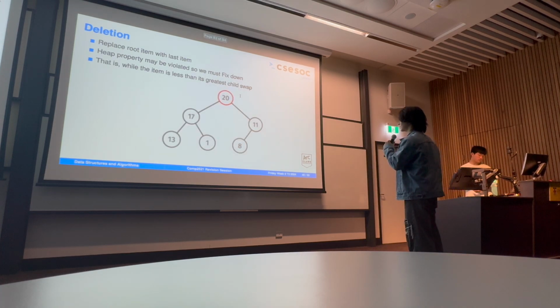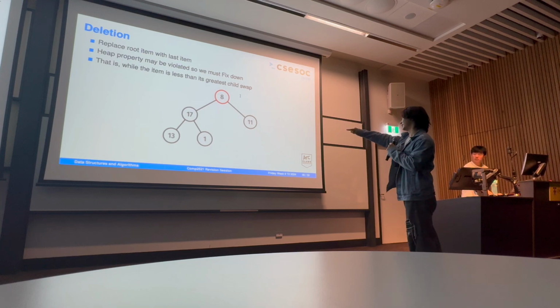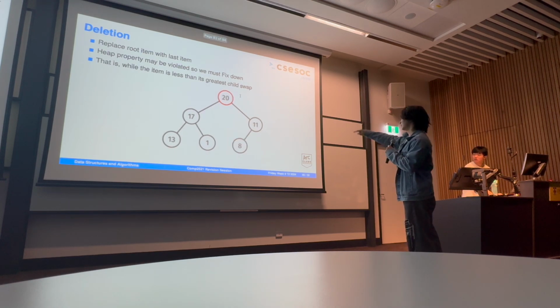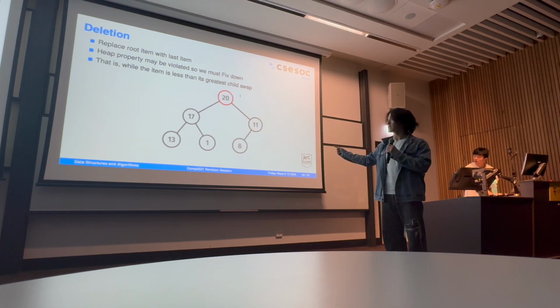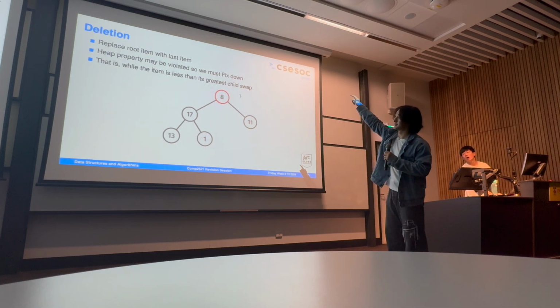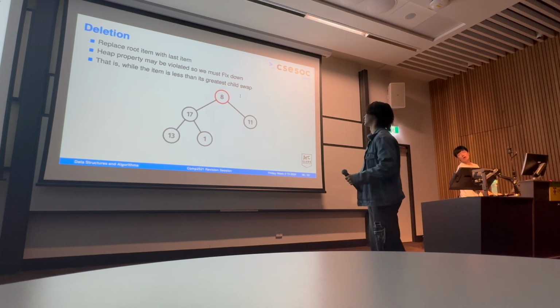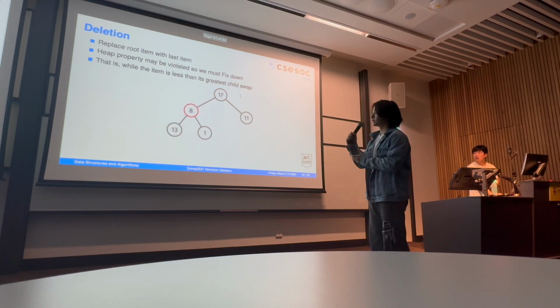So imagine we want to delete 20. We go left. So what we do is we swap 20 with 8, and then we delete it. So now 8 is the root node, right? But the problem is, you can see that 17 and 11 are greater. So we need to fix down.